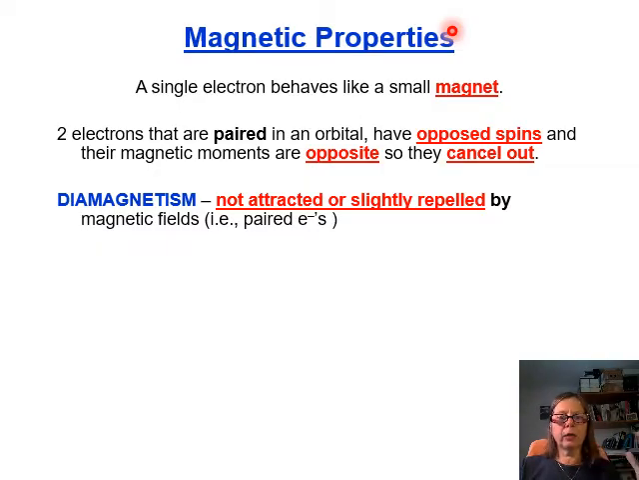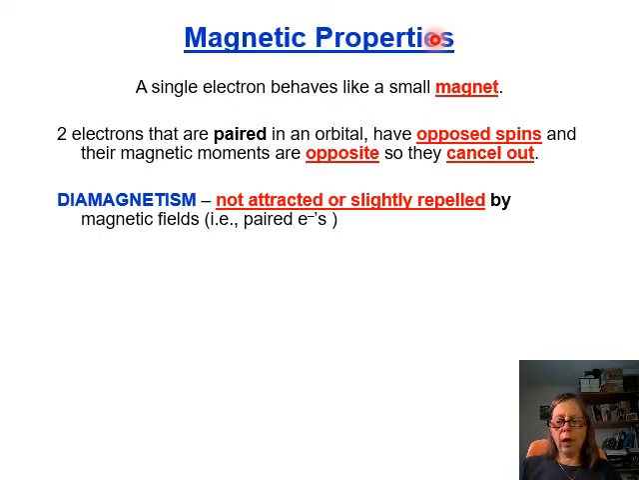Expanding that to the property of elements, we have elements that are called diamagnetic. This is diamagnetism. Those elements are not attracted or are slightly repelled by external magnetic fields because all of their electrons are paired.